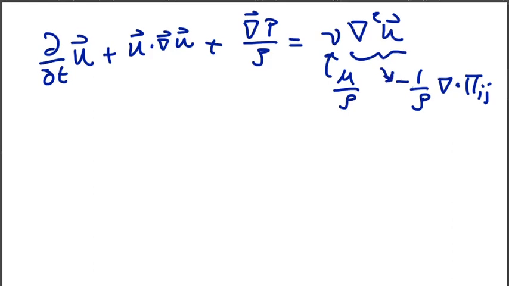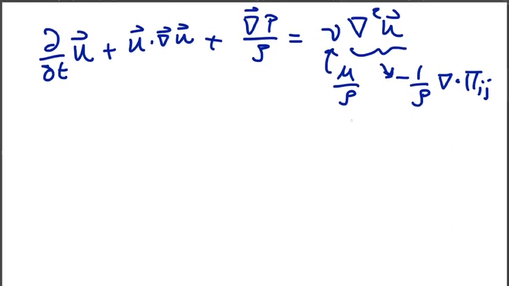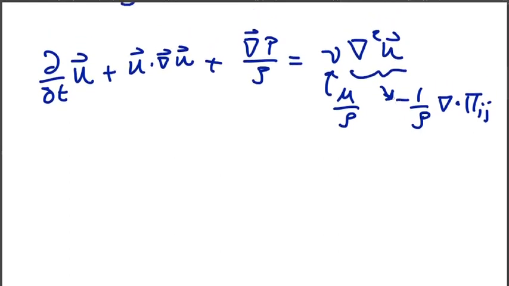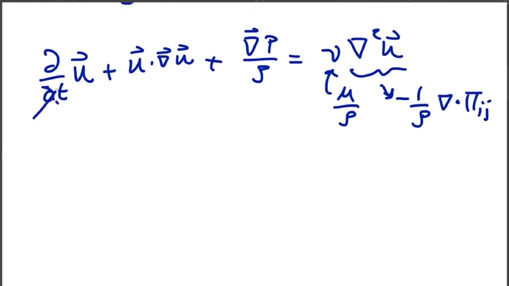Okay, so let's start. We said we want to consider steady flow, so we're going to make this first term 0. Let's actually be a little fancy here. Let's use a little purple and make this 0. This is 0 because we're steady. And that leaves the rest of this.